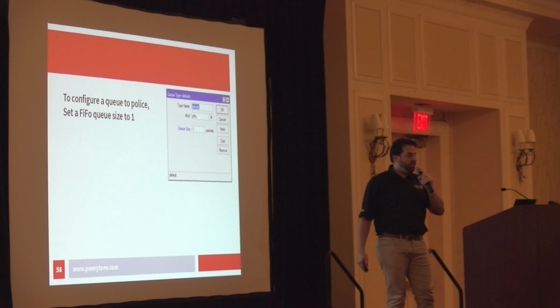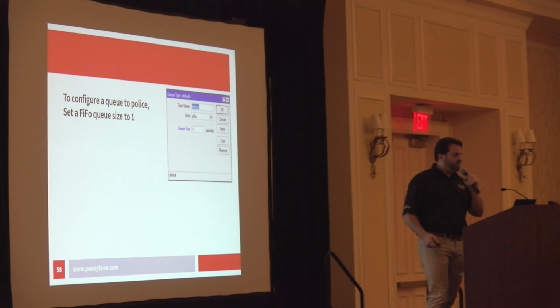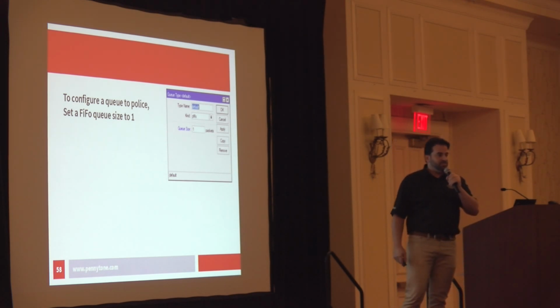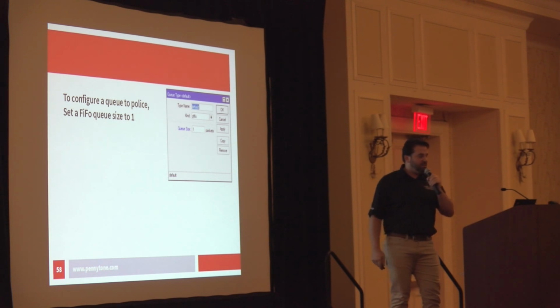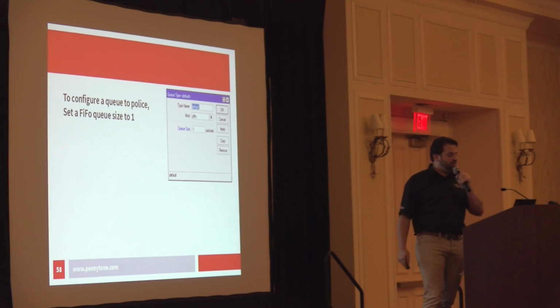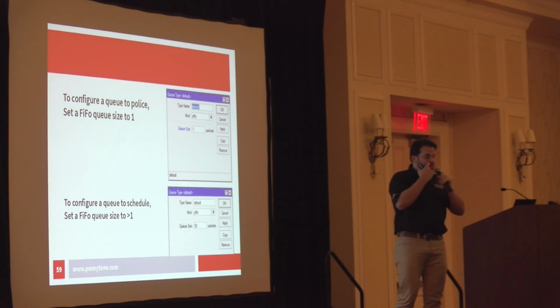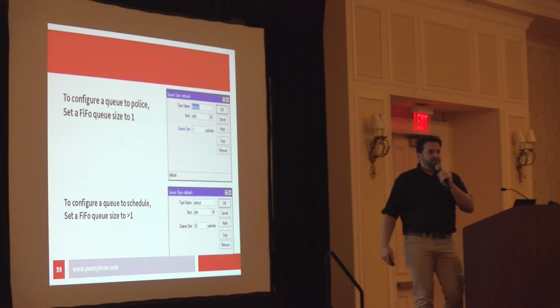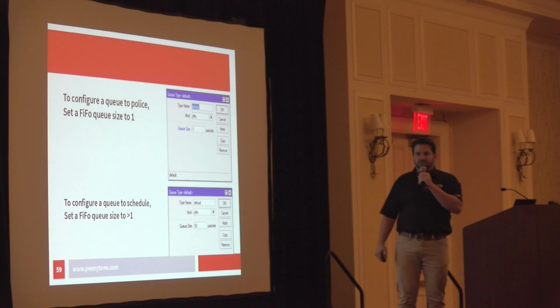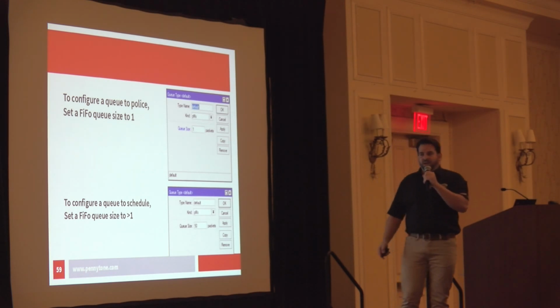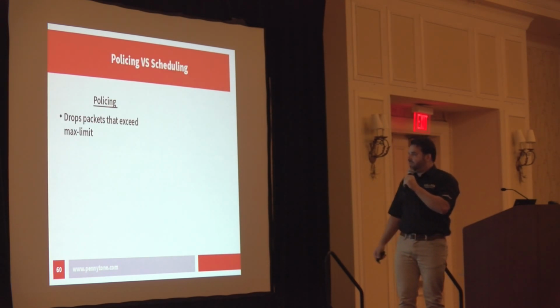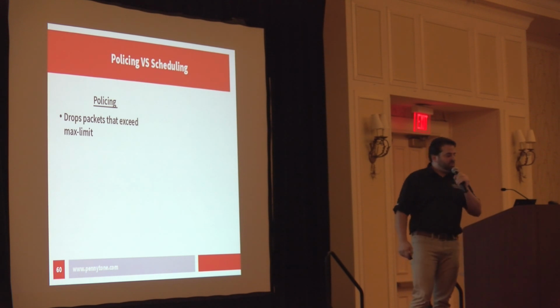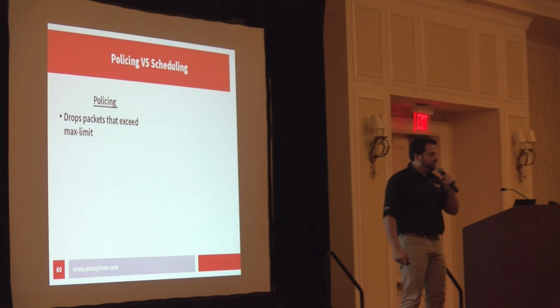To configure a queue to police, set the FIFO queue size to 1. So only really 1 packet can go in there. Anything after that, it gets dropped. To configure a queue to schedule, set the FIFO queue size to anything above 1. Again, the default size for the FIFO queue in MikroTik, which is the default queue type, is going to be 50. So here are the differences between policing and scheduling.